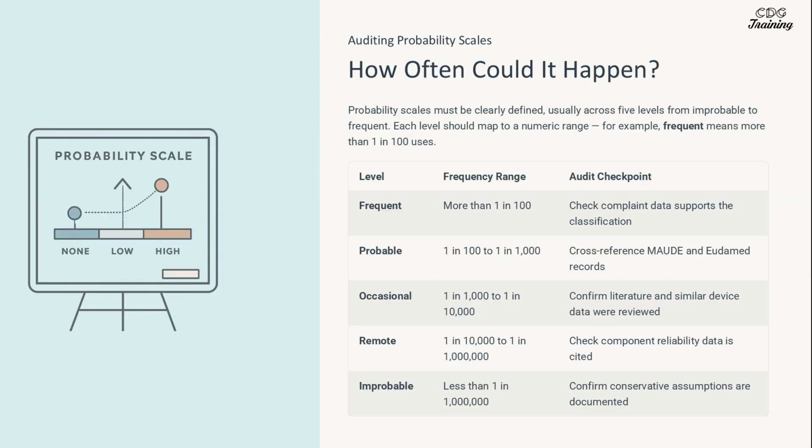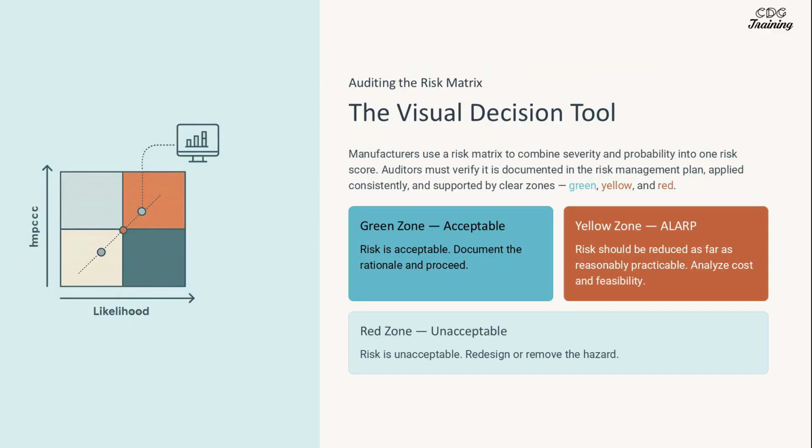Probability scales should be clearly defined, with levels ranging from frequent to improbable. Each level must map to a numeric range to ensure accurate classification. A risk matrix combines severity and probability into one risk score. Auditors must verify its documentation and application, ensuring risks are categorized into green, yellow, or red zones.